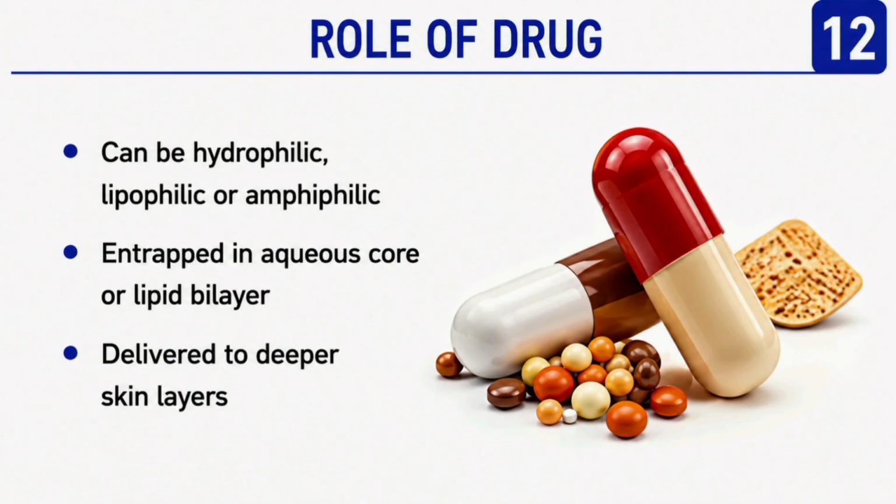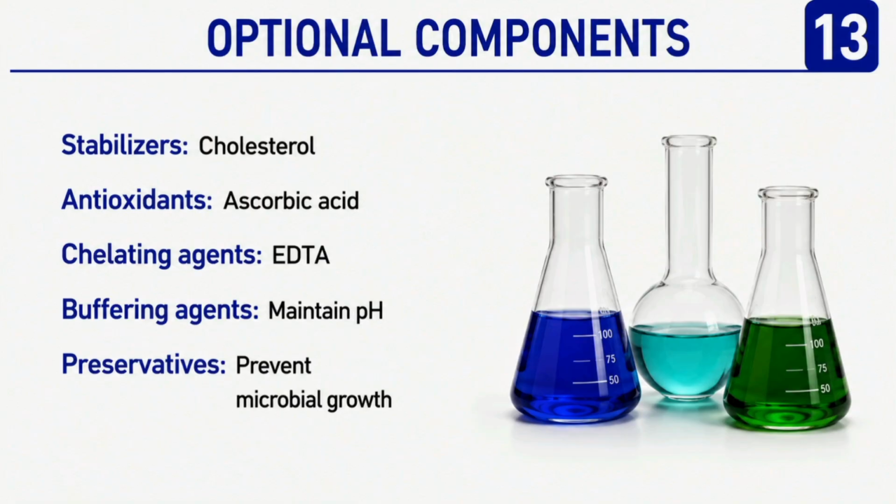So therefore the formulation strategy must be selected based on the characteristics of the drug rather than simply applying one standard composition to every molecule here. Okay. And optimal components. So additional excipients may be incorporated when required here, like cholesterol. Cholesterol can influence the membrane rigidity, permeability and the stability here.